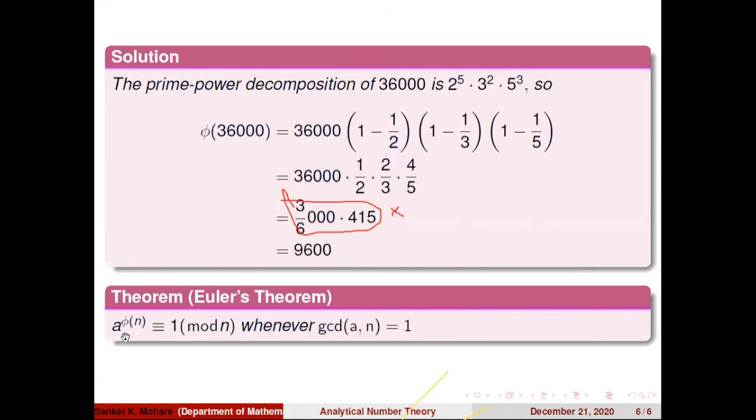Okay. As 3 and 7 are co-prime numbers, because GCD of 3 with 7 is 1, 3 to the power 6, 6 means what? Phi of 7. Because 7 is prime, phi of p is p minus 1. So phi of 7 is equal to 7 minus 1, that is 6. So 3 to the power 6 is the same as 3 to the power phi of 7. As 3 and 7 are co-prime, by Euler's theorem, 3 to the power phi of 7, that is 3 to the power 6, is congruent to 1 modulo 7.